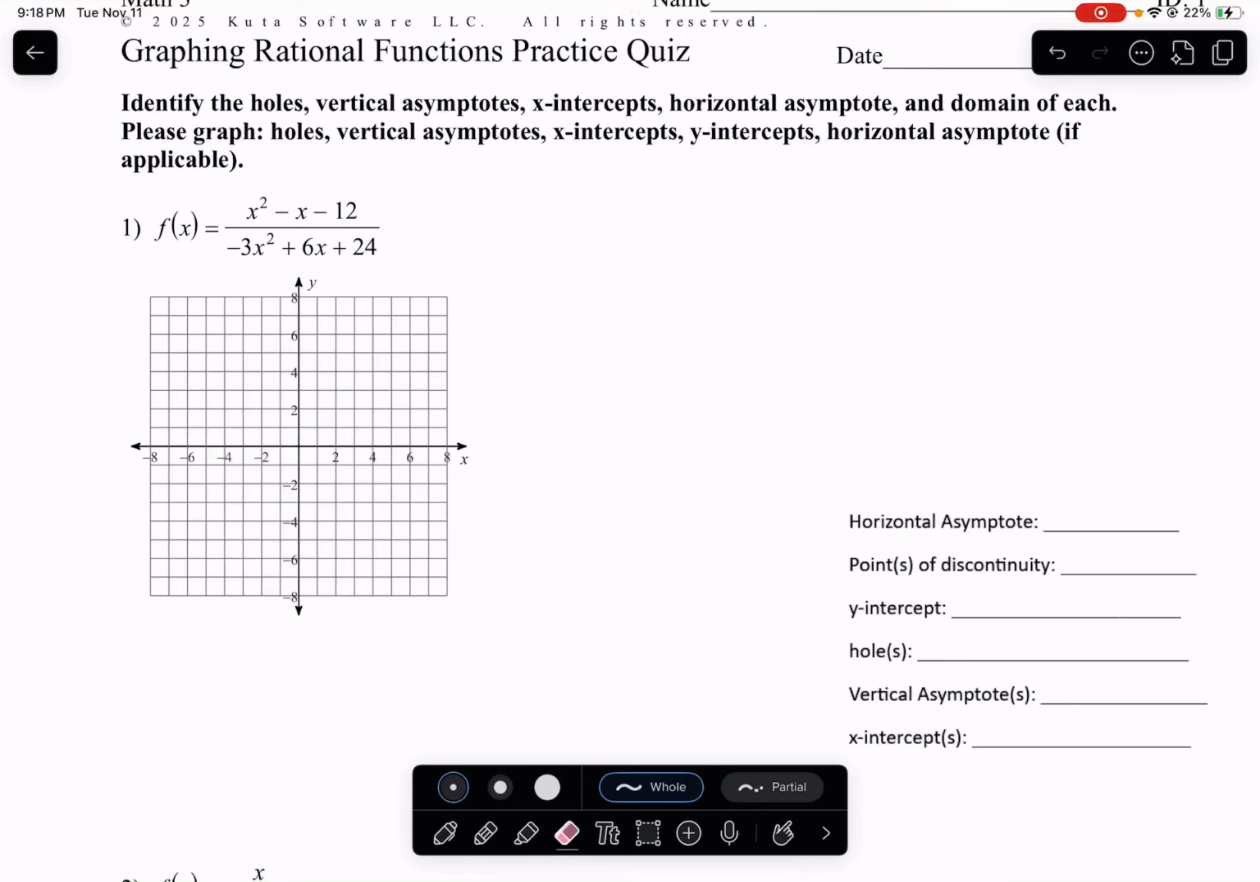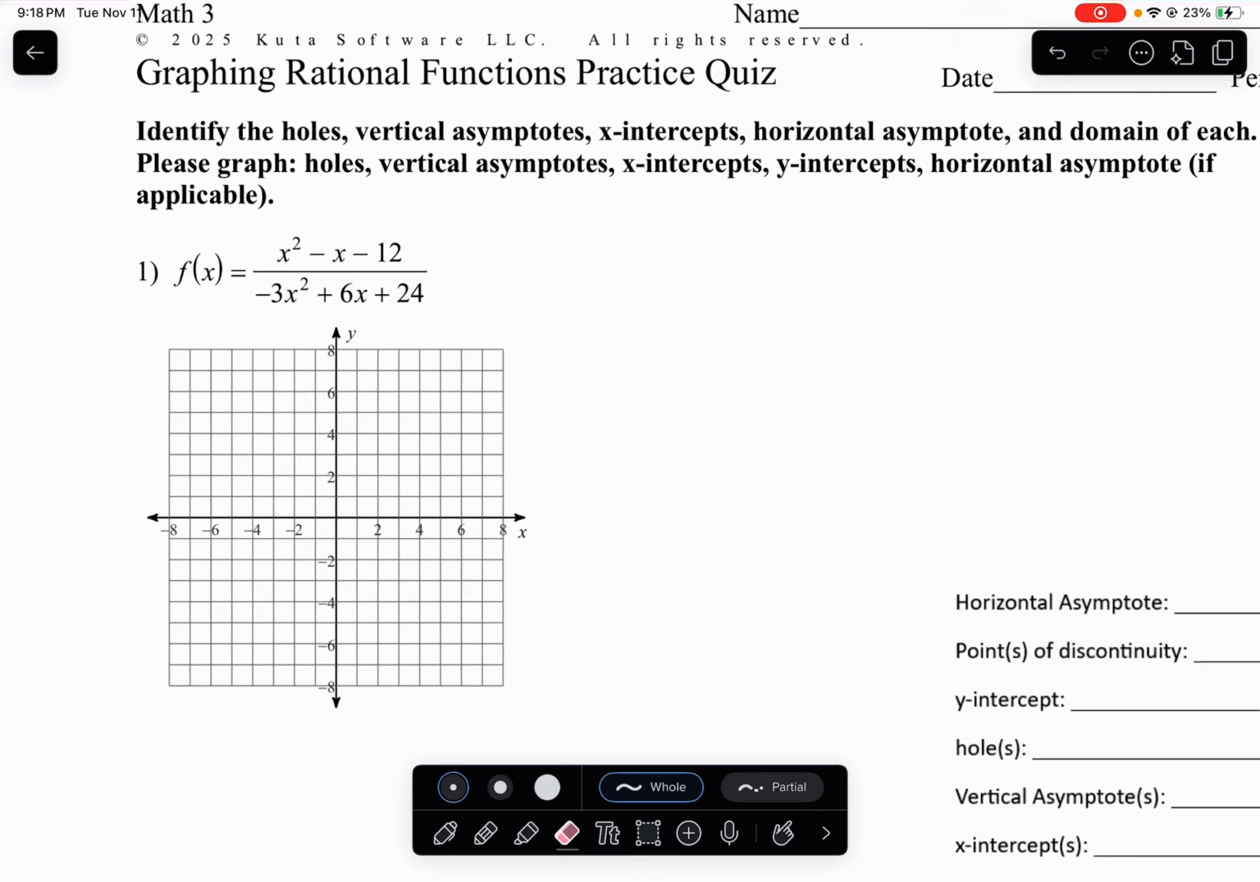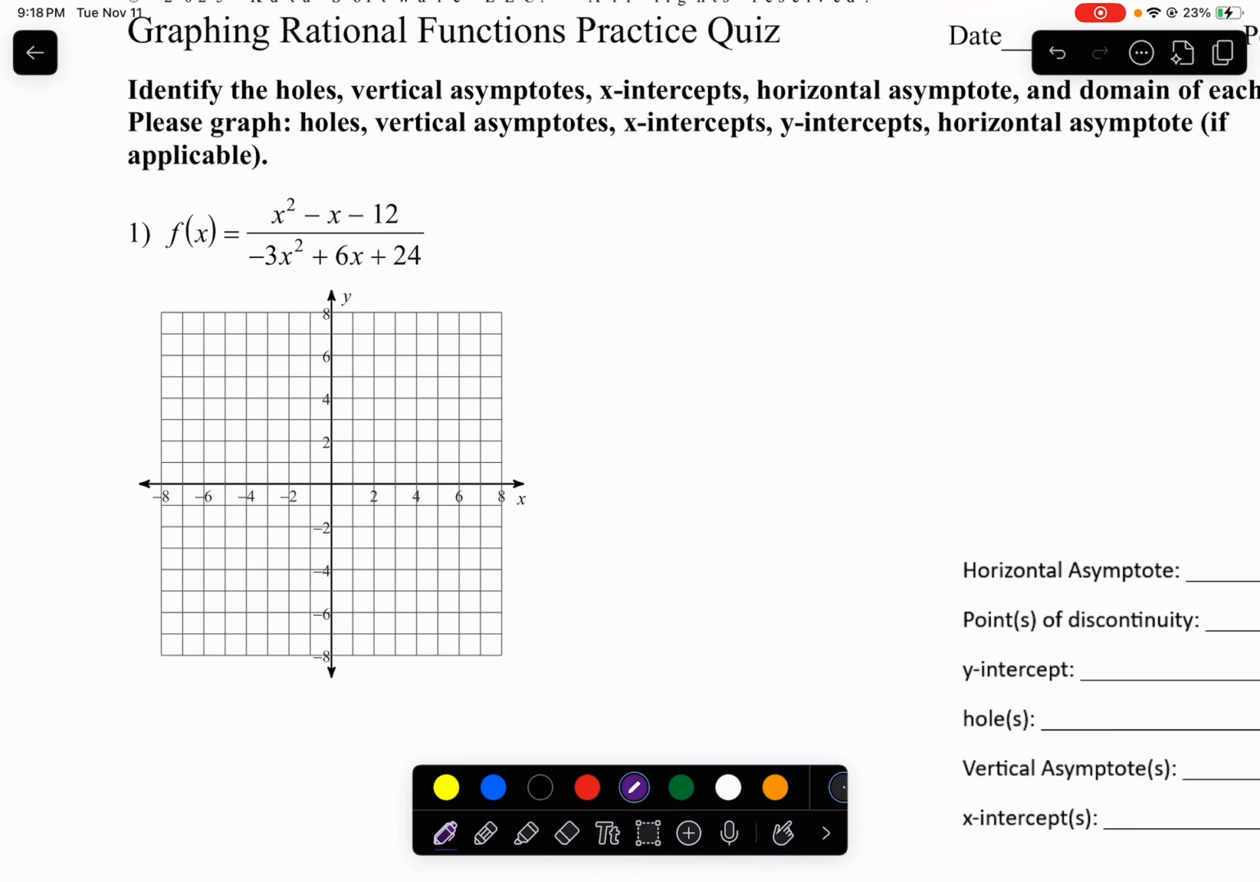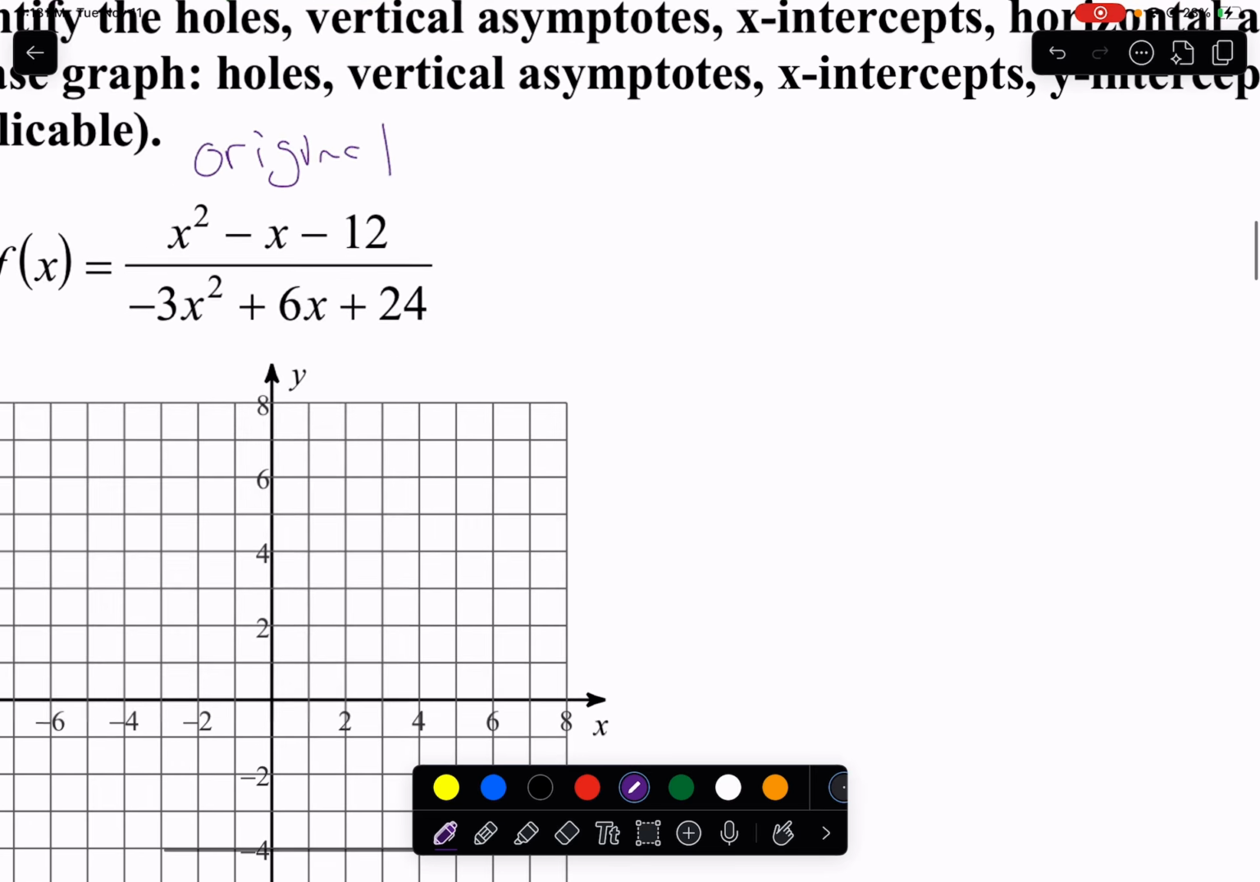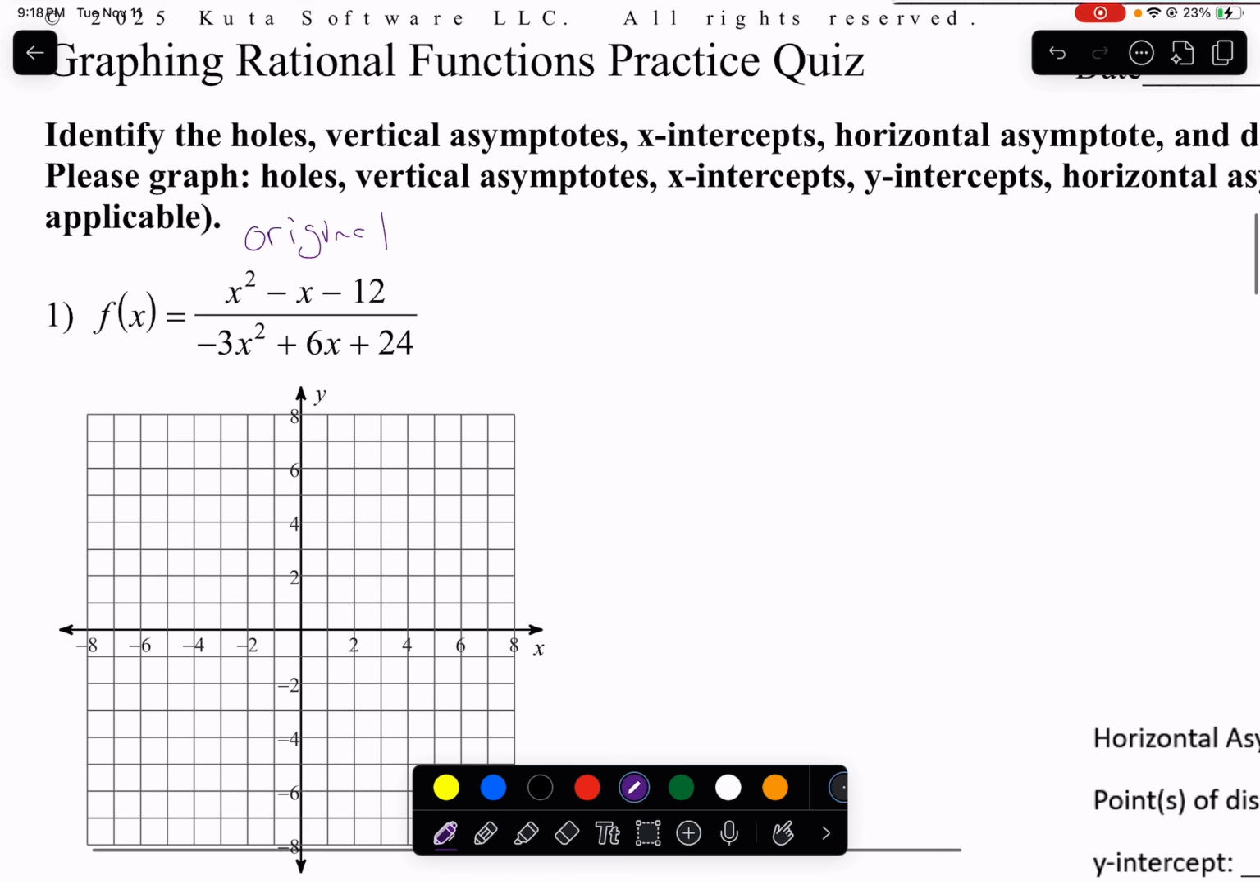All right, so I'm going to go ahead and go through this practice quiz step by step to help you out if you are struggling. If you recall, there are three forms of our rational functions that we're going to need here. We have our original, and then we're going to have our factored form. To get to our factored form, we obviously have to factor.